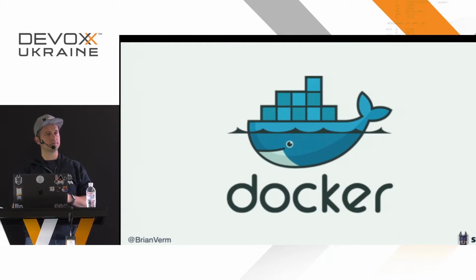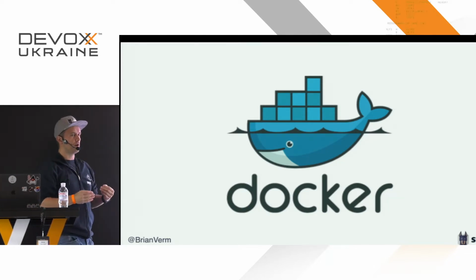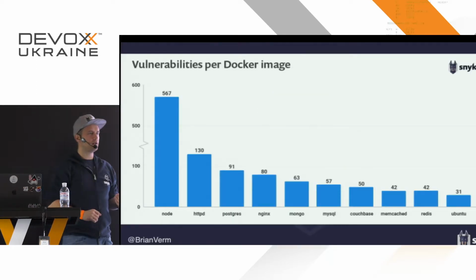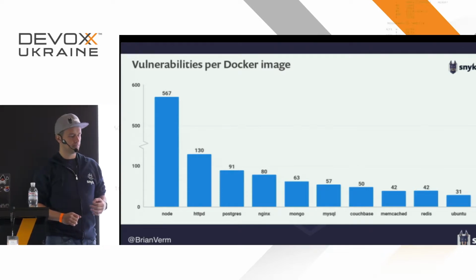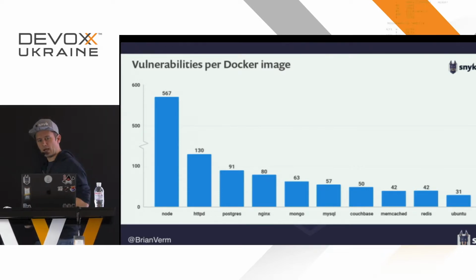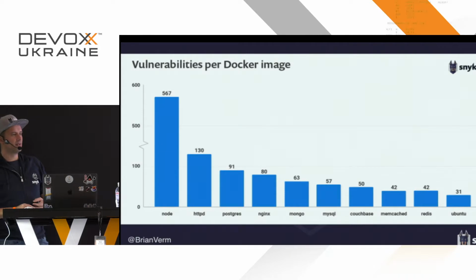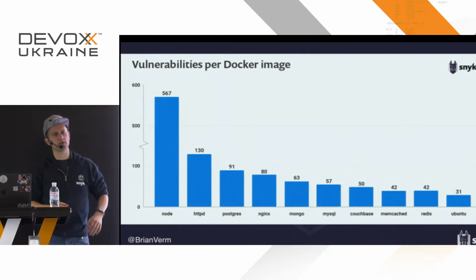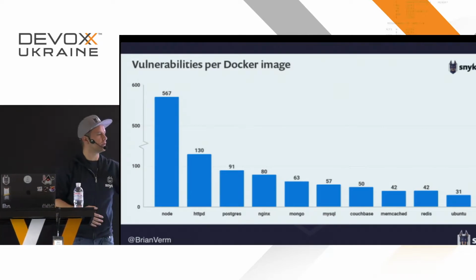Who uses Docker? Who builds their images on top of images from Docker Hub? We took a look at the top 10 downloaded images that were free, and how many vulnerabilities there were. Node is the clear winner. Yay. But the point here is it's not a problem of NPM or Node in this case.